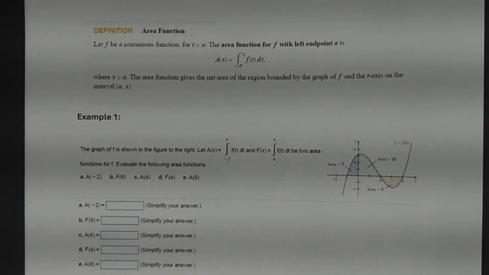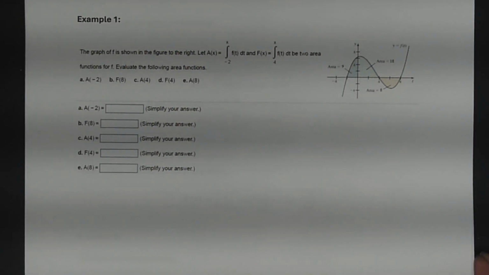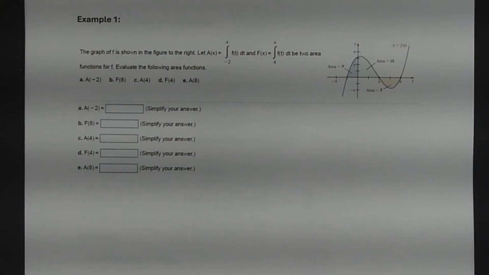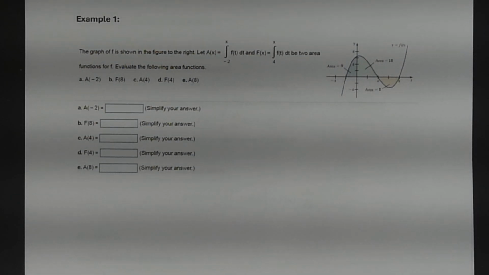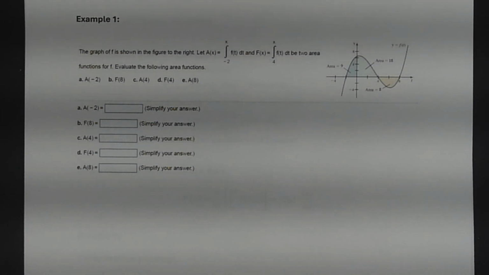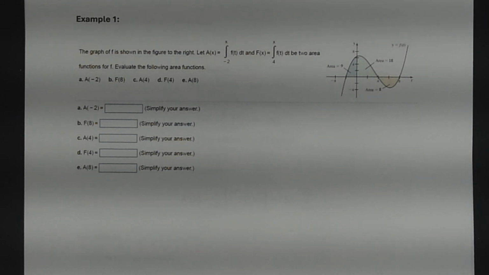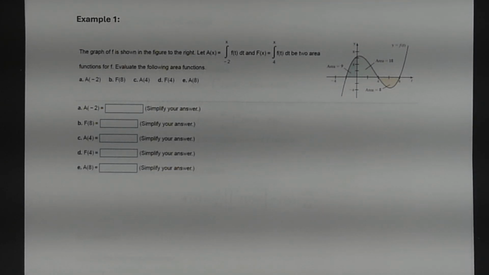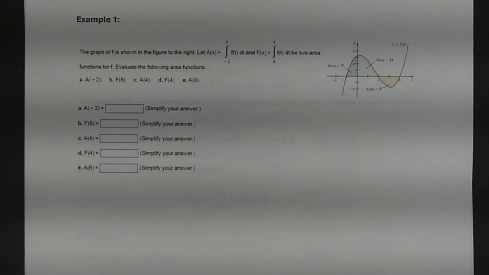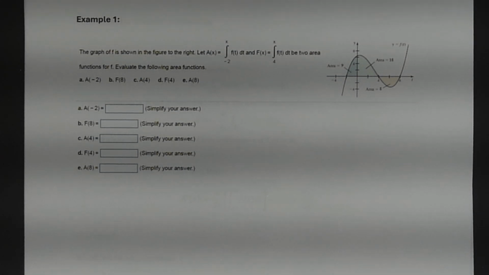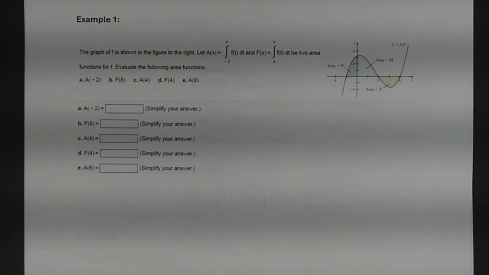Now let's look at example 1. The graph of f is shown in the figure to the right. And here we're going to let A of x equal the integral from -2 to x of f of t dt, and capital F of x equal the integral from 4 to x of f of t dt. So here are two area functions that we have. And then we're going to evaluate the following area functions. So in part A we've got capital A of -2.